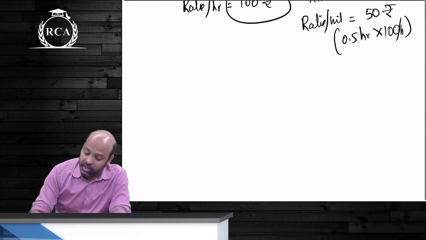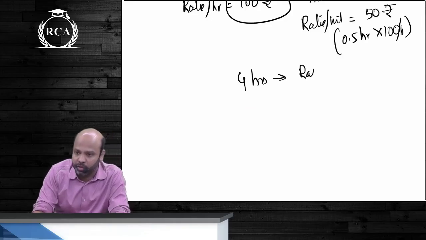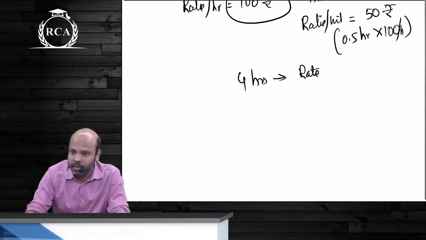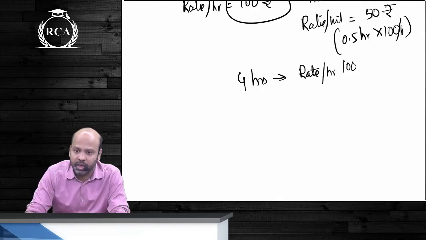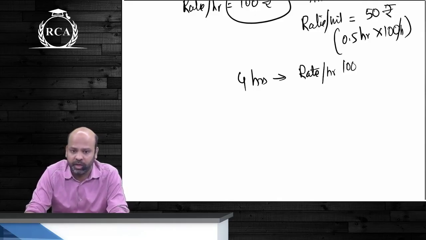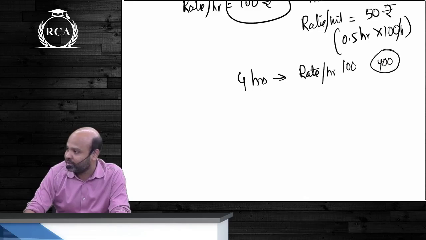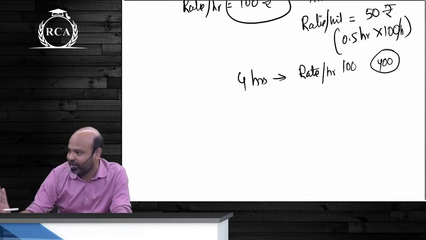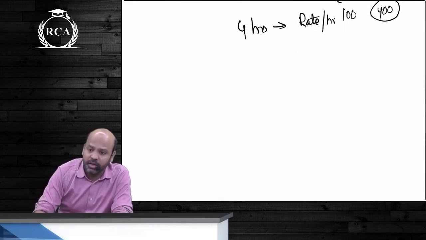What if standard time is 4 hours and rate per hour is 100 rupees? Then what should be the rate per piece? If for each unit you're supposed to take 4 hours and the rate per hour normally given in the organization is 100, what should be the piece rate here? 4 multiplied by 100, 400, not 25 rupees. 100 rupees per hour, for 4 hours it should be 400. Are you all getting the point, guys? Yashwant, clear? You tell me, Yashwant.